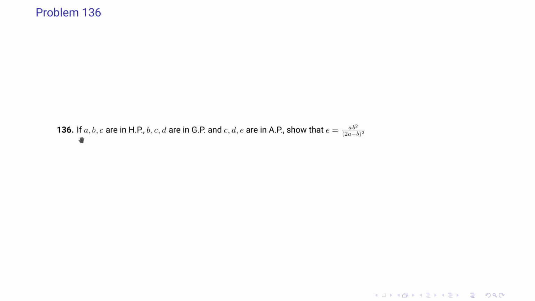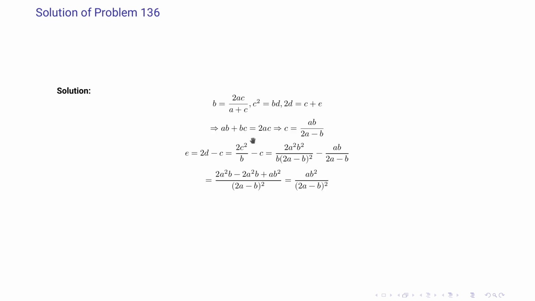Problem 136 says that if a, b, c are in HP, b, c, d are in GP, and c, d, e are in AP, show that e is equal to ab square by (2a minus b) whole square. So we are given that a, b, c are in HP, so b is equal to 2ac by a plus c. Then we are given that b, c, d are in GP, so c square is equal to bd. And finally we have c, d, e in AP, so 2d is equal to c plus e.